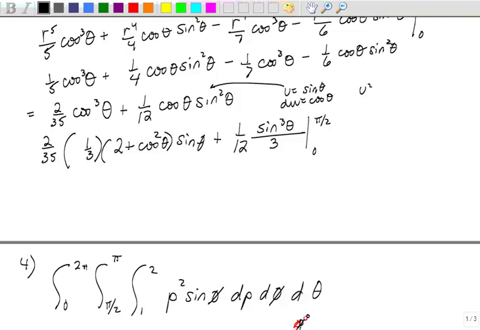So if I plug in pi over 2, that's going to be 4 over 105, because the sine of pi over 2 is 1. And so that's going to be 0, and that's going to be 1, plus sine of 1 over 36. And then if I plug in 0, sine of 0 is 0 and 0. Okay, so let me get my calculator.